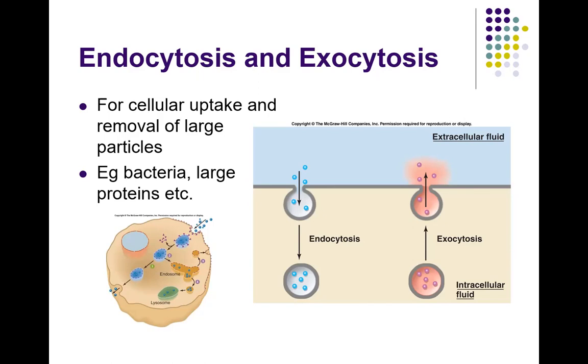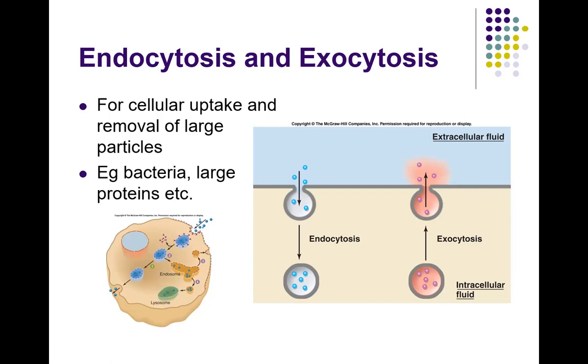Endo means to bring in, cytosis is cell, exo is to exit, and then cytosis is cell. So endocytosis is going to bring things into the cell. Exocytosis is going to send things out of the cell. So that's cellular uptake, bringing in, or removal, sending out of large particles. For example, white blood cells like a mast cell or a neutrophil can go through phagocytosis, which is a specific kind of endocytosis. They can engulf a bacteria and bring it in, and then combine that with a lysosome and break down that bacteria. That would be endocytosis, because they engulf and bring in that bacterial cell.